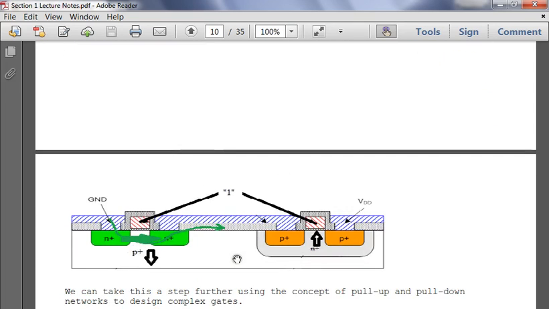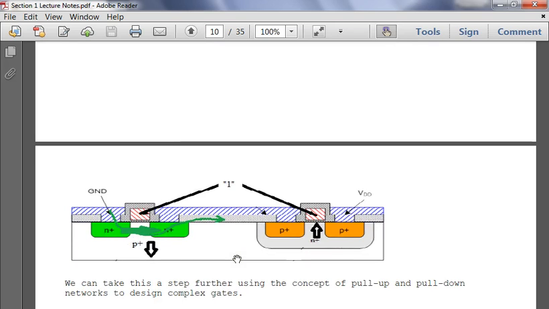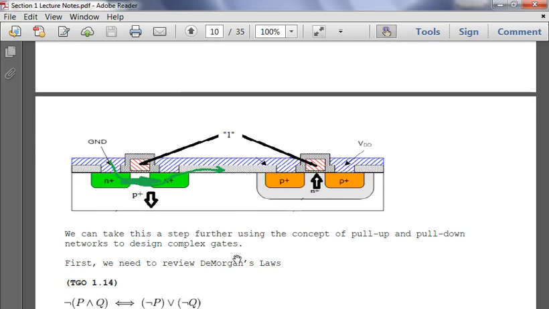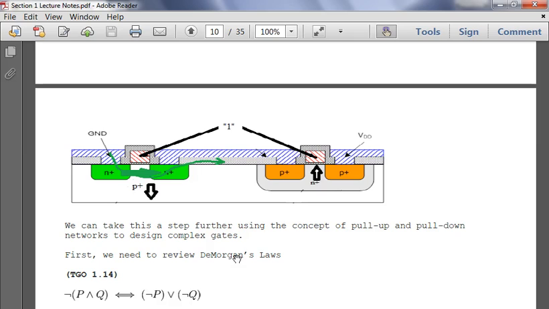And then the same thing with one here. Okay, so creating a complementary network for more than just an inverter.